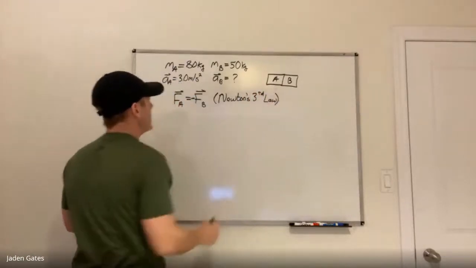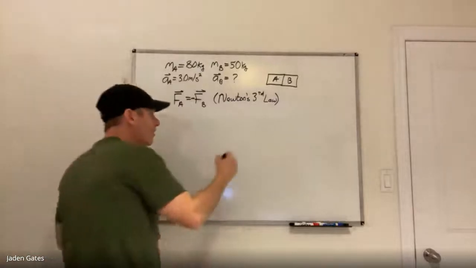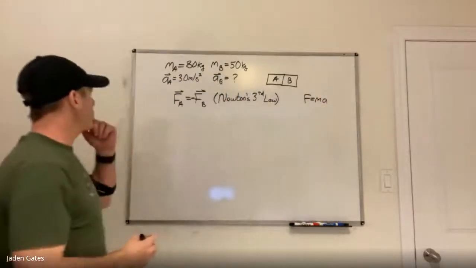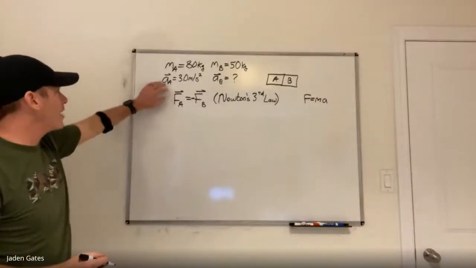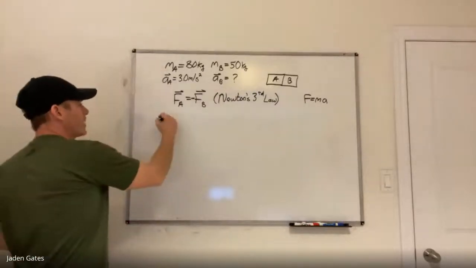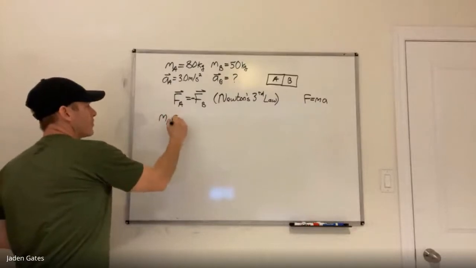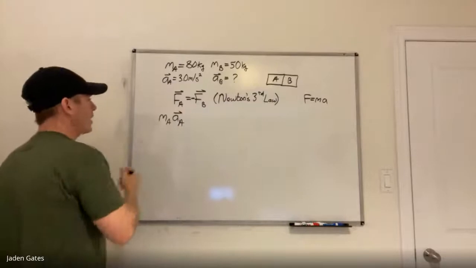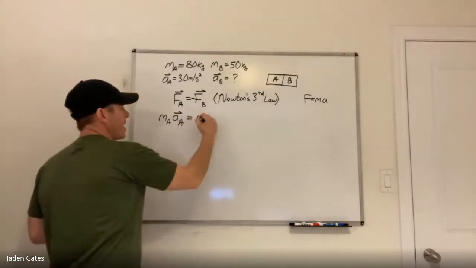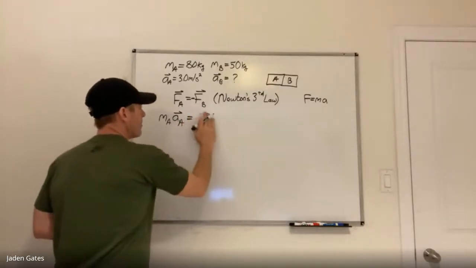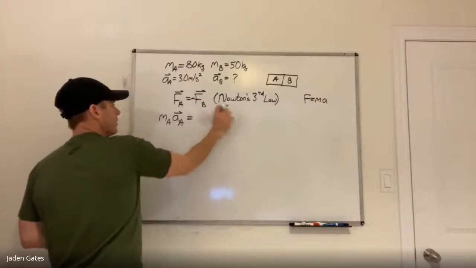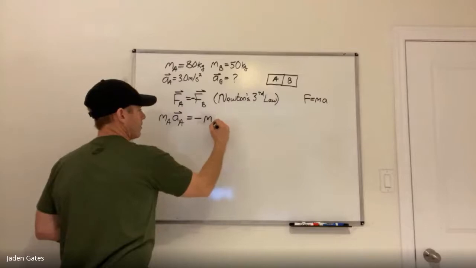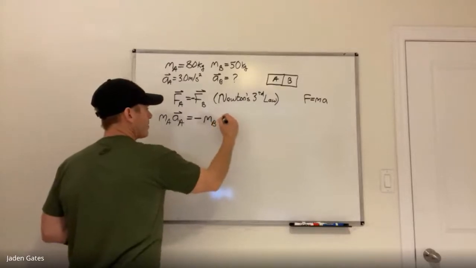Now, again, there's Newton's second law, which is F equals ma. And so instead of having the force of A, I'm actually going to write the mass of A times the acceleration of A. Put a little arrow there. And that's equal to the negative, whoops, forgot my minus sign here, there it is, the mass of B times the acceleration of B.